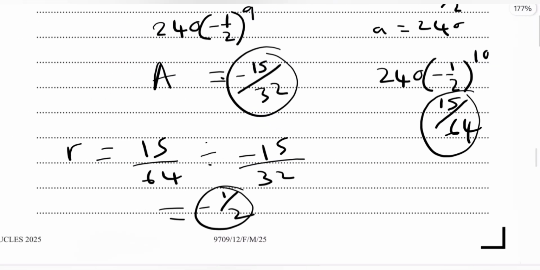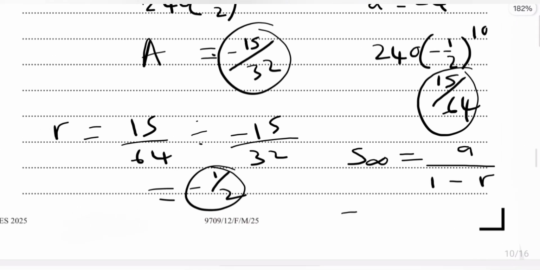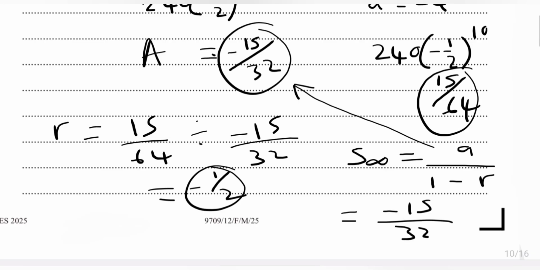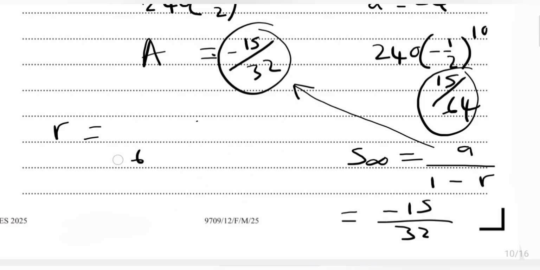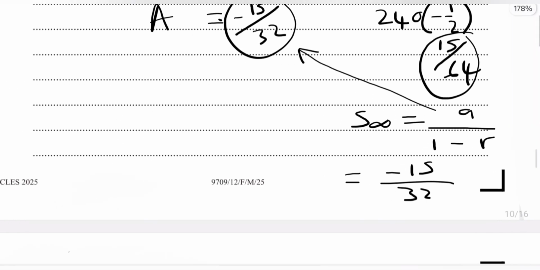So the sum to infinity will be a over 1 minus r, right? Our a now is this. I'm going to use this one because we're starting from the 10th going forward, the remaining ones, right, after removing 9. So that's minus 15 over 32. So we didn't have to do this since r is the same, r is constant throughout, right?